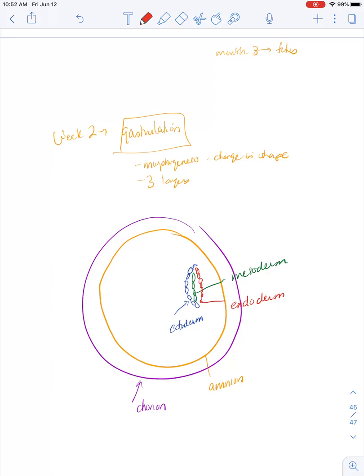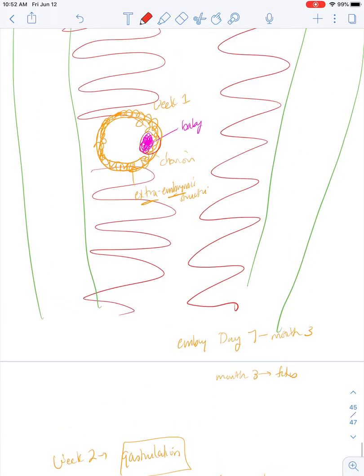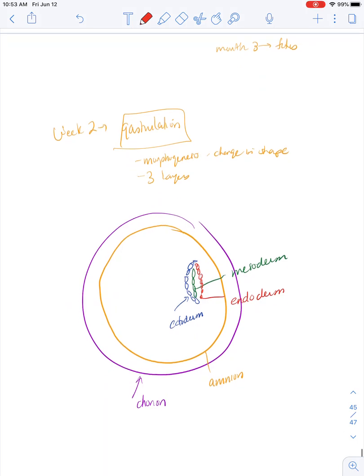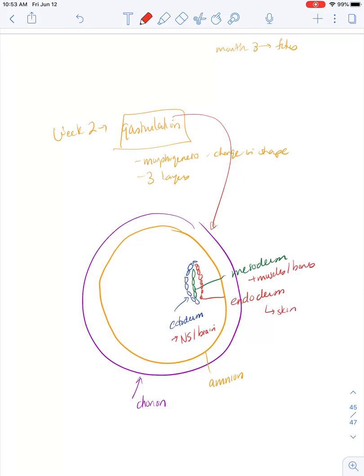So you can see that we've gone from this group of cells that become the baby to this event called gastrulation, where we see 3 distinct layers. And each layer has a developmental fate, which means each layer becomes something. So the ectoderm becomes the nervous system and the brain. The mesoderm becomes muscles and bones. The endoderm becomes your skin. So at this phase, you can see that we're starting to see cell specialization, where cells start getting their own special function. And each one of these layers has its own kind of fate.